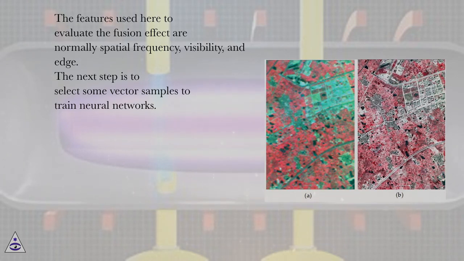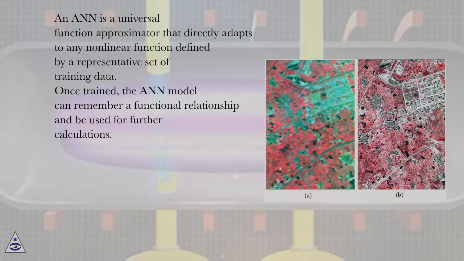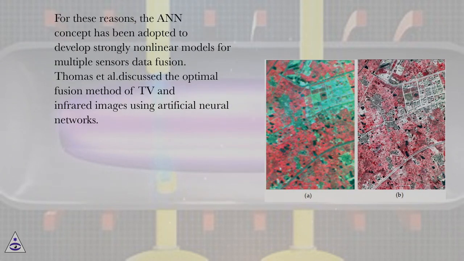The next step is to select some vector samples to train neural networks. An ANN is a universal function approximator that directly adapts to any nonlinear function defined by a representative set of training data. Once trained, the ANN model can remember a functional relationship and be used for further calculations. For these reasons, the ANN concept has been adopted to develop strongly nonlinear models for multiple sensors data fusion.